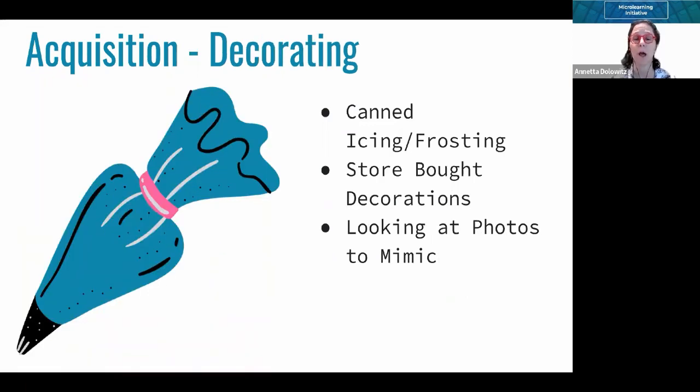Prior knowledge for decorating entails procuring icing or frosting, along with other decorations to put on the cake. In breadth of knowledge, these decorations are typically store-bought. To aid your decorating efforts, you can look at photos and quick videos that mimic the result of what you want to create. Mona Lisa, please elaborate on the application of knowledge.